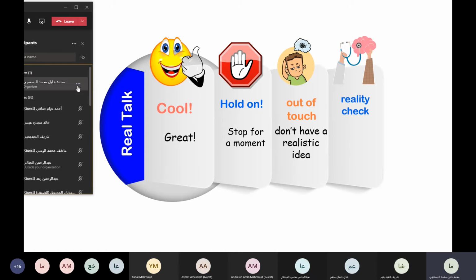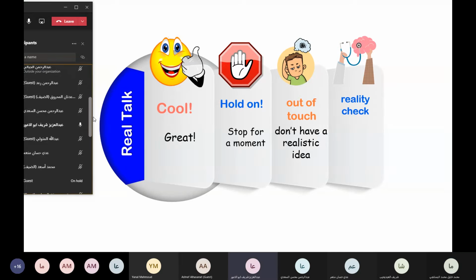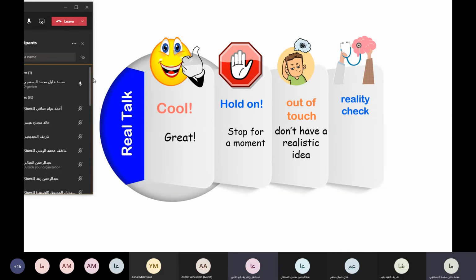Can I answer, teacher? Yes, Abdulaziz. An assessment of how realistic something is. Good. An assessment of how realistic something is. Here, out of touch and reality check are talking about his plans not being realistic. They are not true, in other words. Okay.